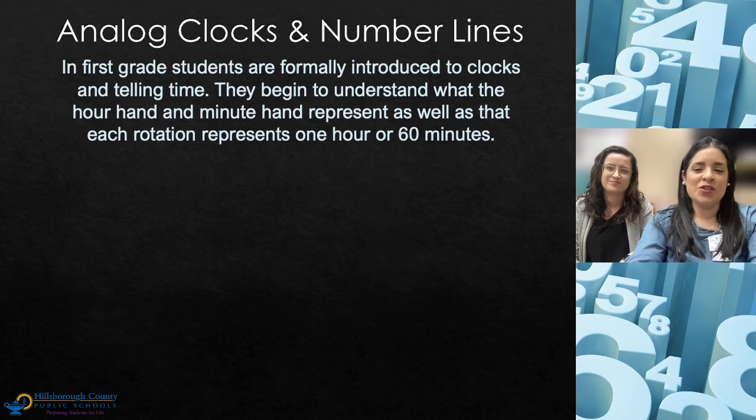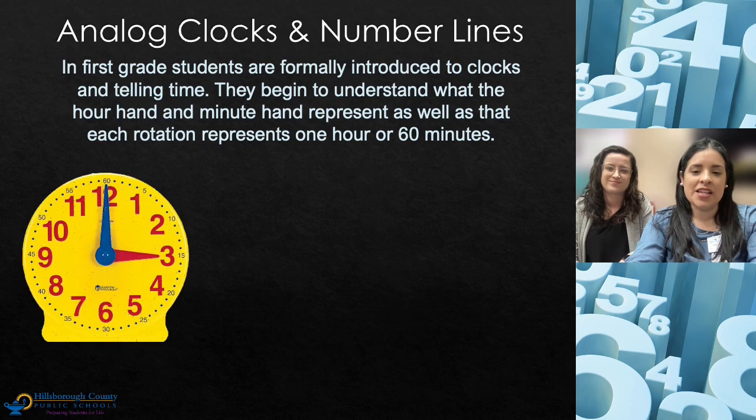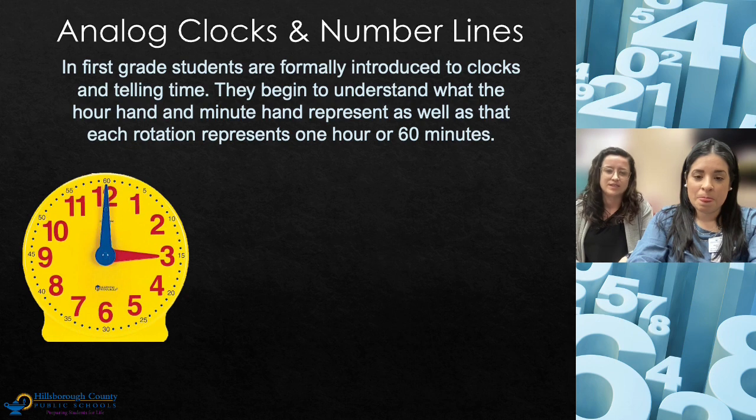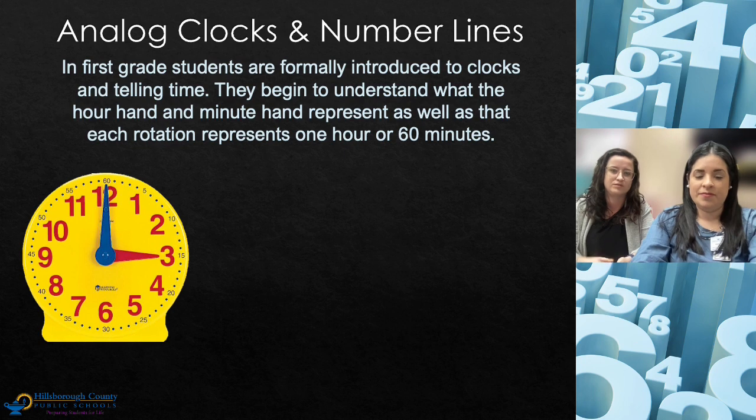So in first grade, students are formally introduced to clocks and telling time. They begin to understand that the shorter hand points to the hour and the longer hand points to the minutes. They also explore that there are 60 minutes in the hour. Right, and so on the screen I see that you have a Judy clock or an analog clock, and these are great to use because students can physically move the minute hand to see how the hour hand changes as that minute hand moves. That's right.